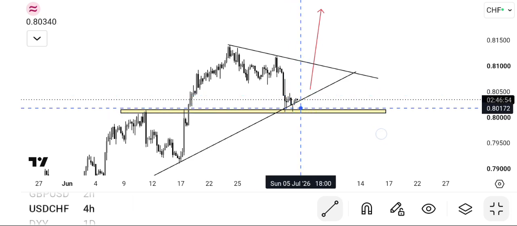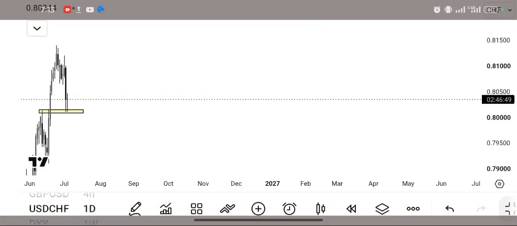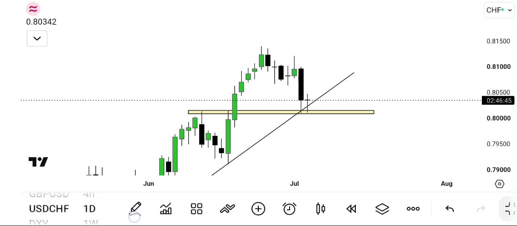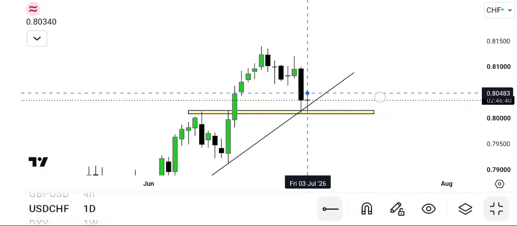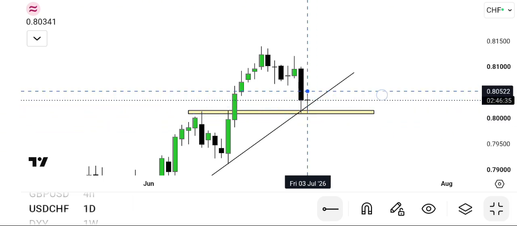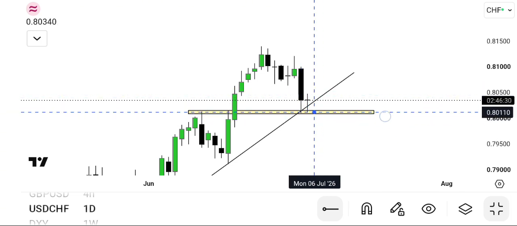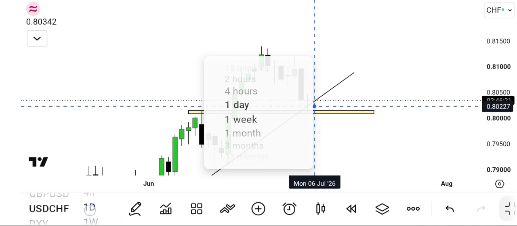If I go to the daily time frame, you will see that this daily candle is currently forming a weak rejection. Look at it. And today is Friday. If today closes bearish with this indecision candlestick, and tomorrow closes the same, and next week closes the same thing, then we should be expecting a bullish market to the upside.